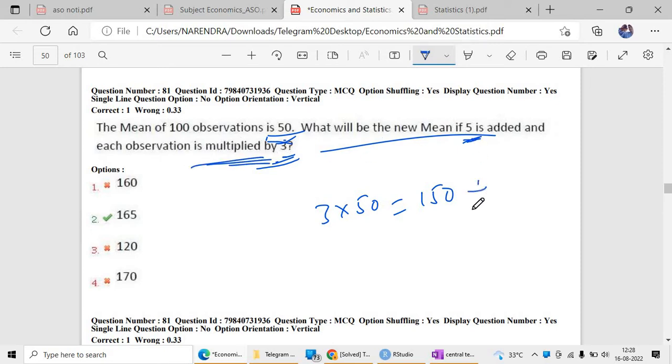Next, what will be the new mean if 5 is added? So first multiply by 3: 50 into 3 is 150, plus 15. So 150 plus 15 is 165. So 165 is the answer. Okay.